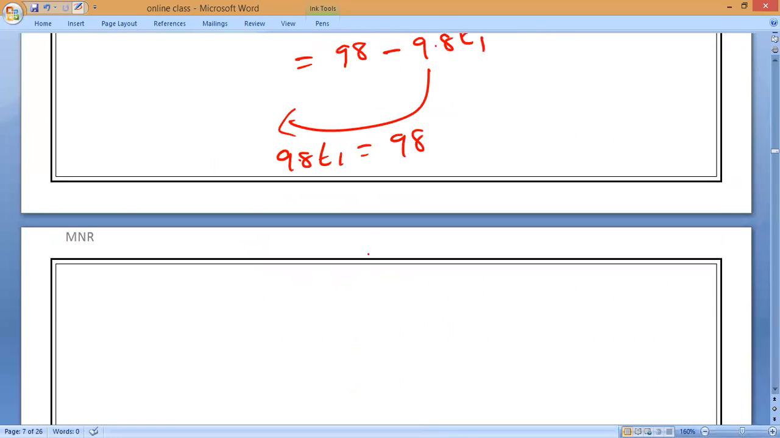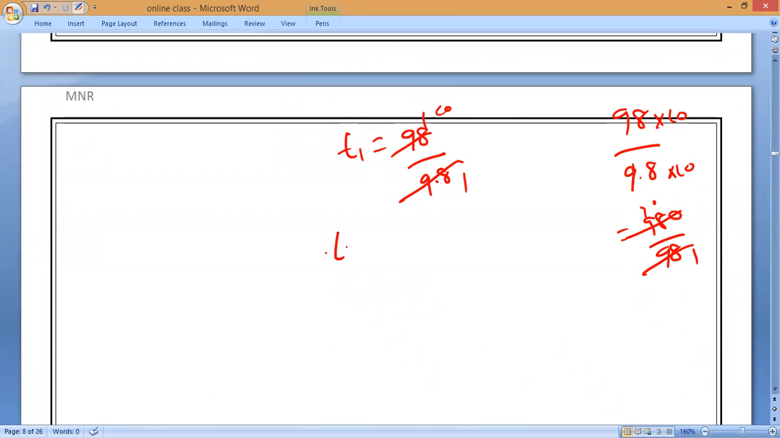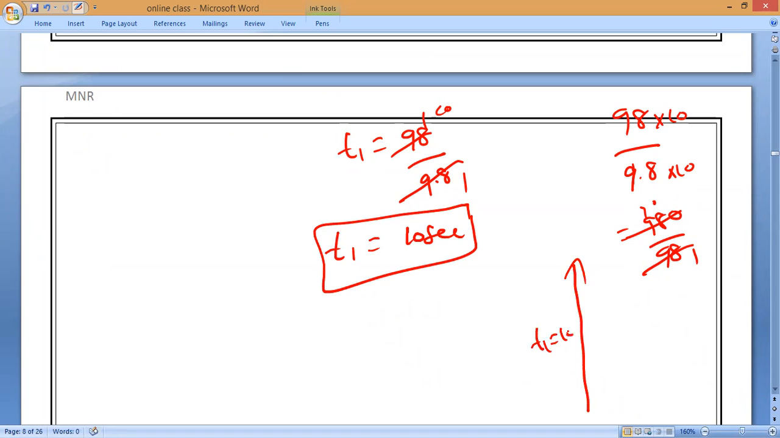So now T1 is equal to 98 divided by 9.8. If you want, you can write like this, or 980 divided by 98. Is it okay, guys? So T1 is equal to how much? 10 seconds. If the going time is 10 seconds, then the coming time is also 10 seconds. So T1 is equal to T2.